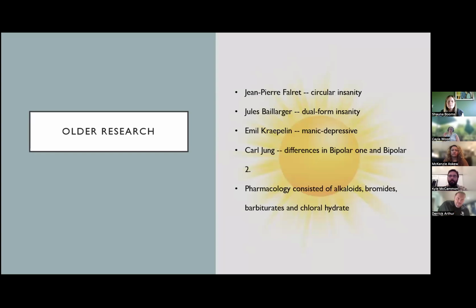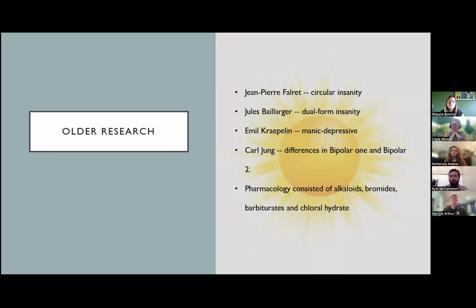And now we're moving on to the research. When looking into the research on what is going on with bipolar disorder, what I found was there were a lot of older references to the 14th century, 15th century. So research has been going on for a long time, but I really focused on trying to narrow down to the last couple centuries.